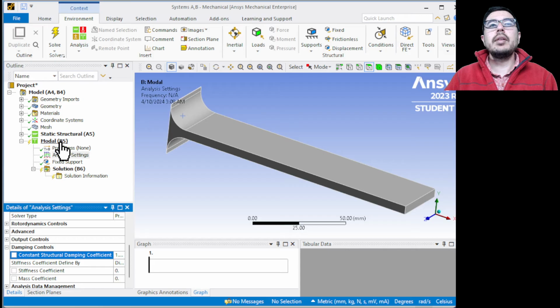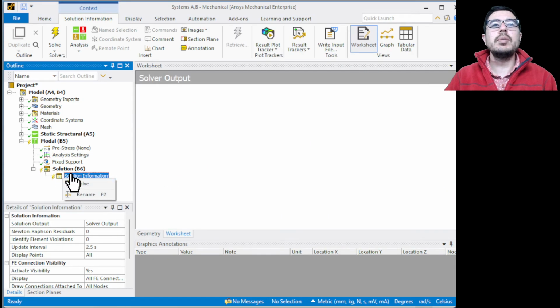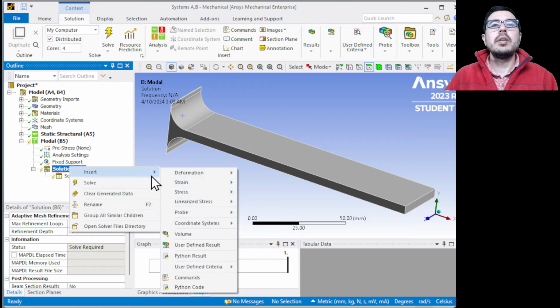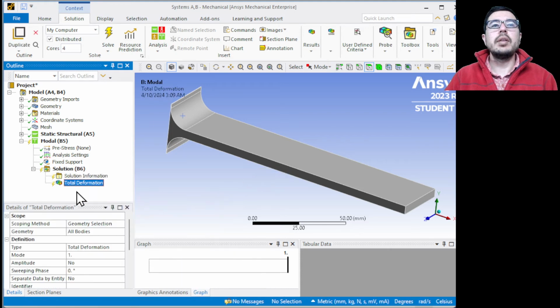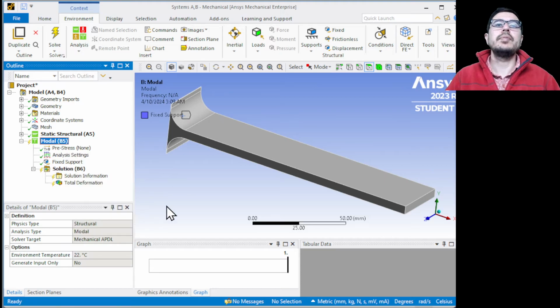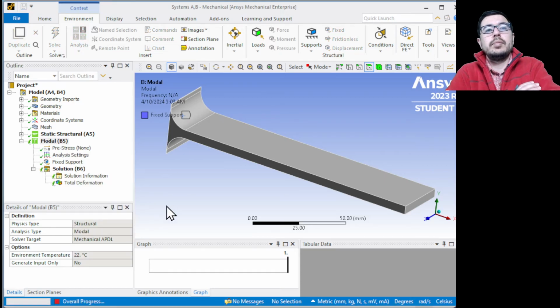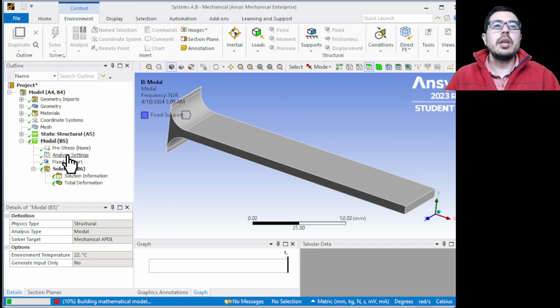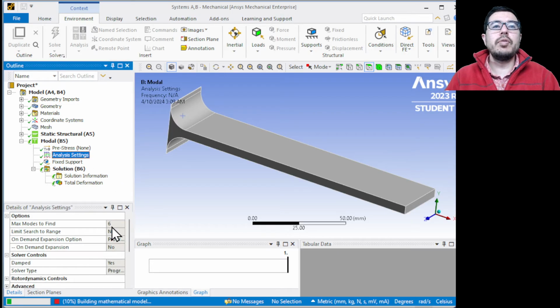And then when we run this, we want to look at the deformation. Like this. And hit solve. And I didn't change the settings, but it defaults to looking at the first 6 modes of vibration.